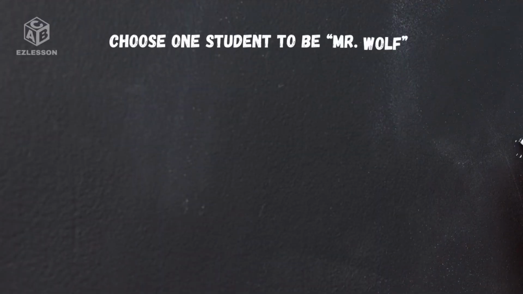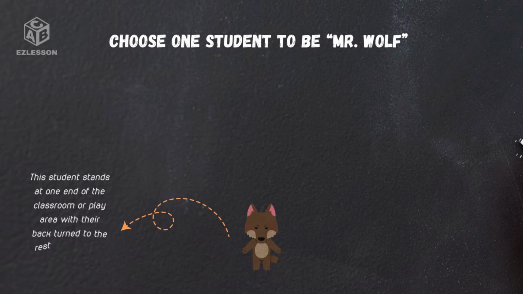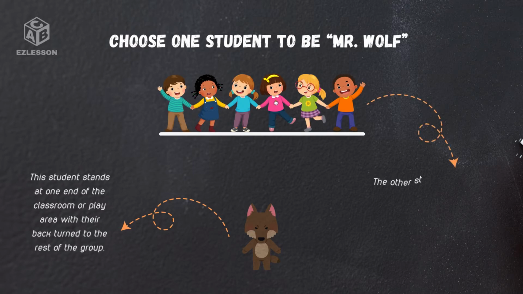First, choose one student to be Mr. Wolf. This student stands at one end of the classroom or play area with their back turned to the rest of the group. The other students line up side by side at the opposite end of the room or space, near the wall.